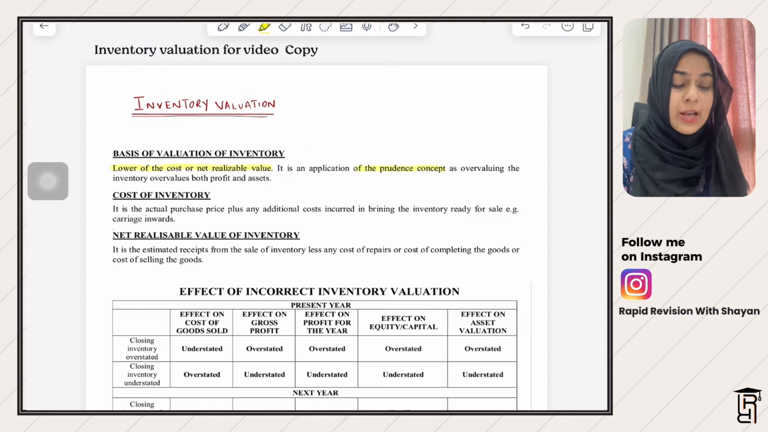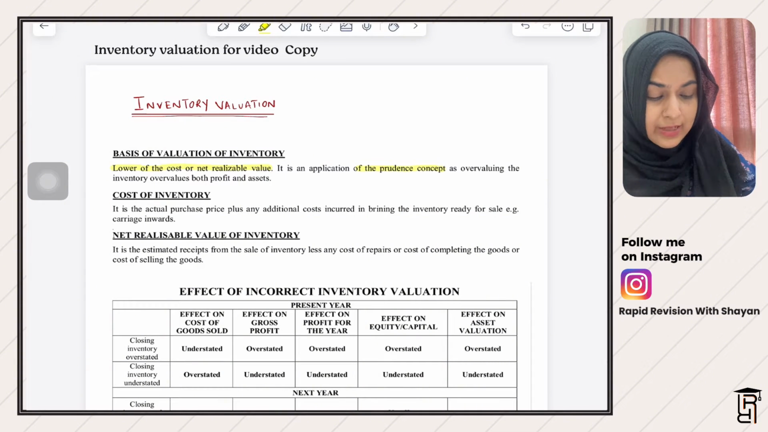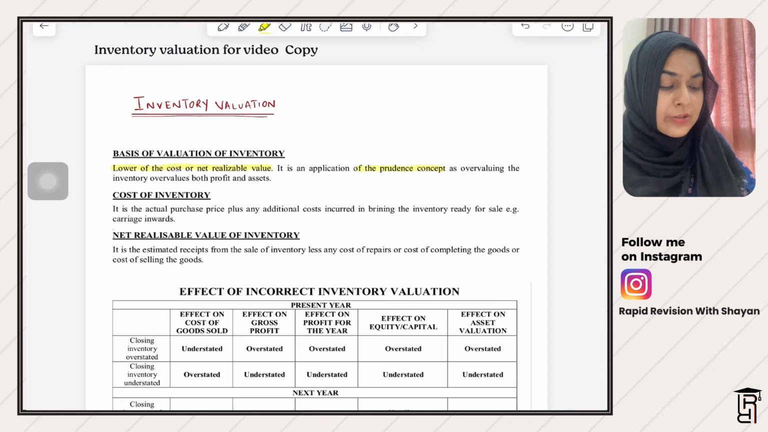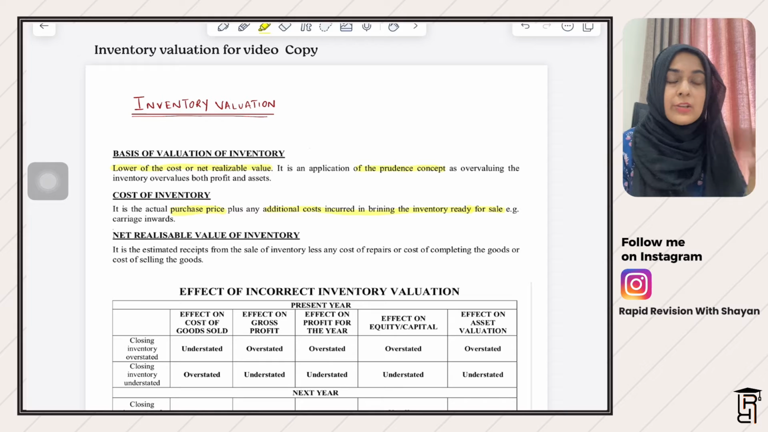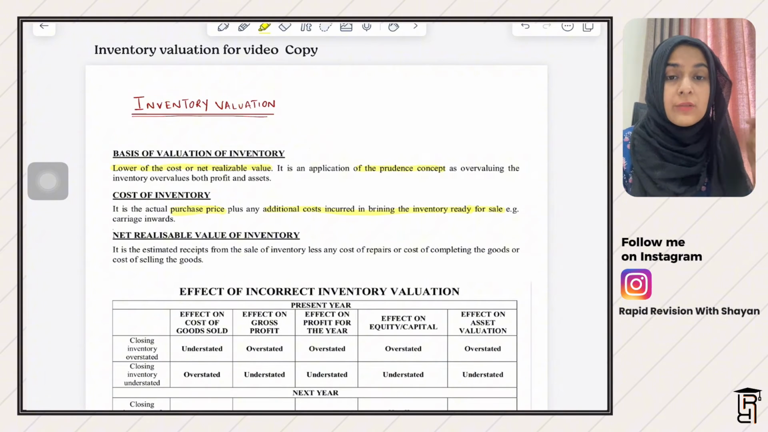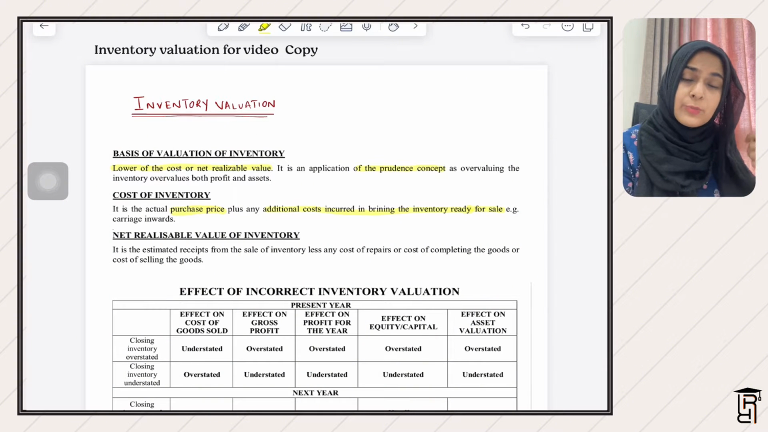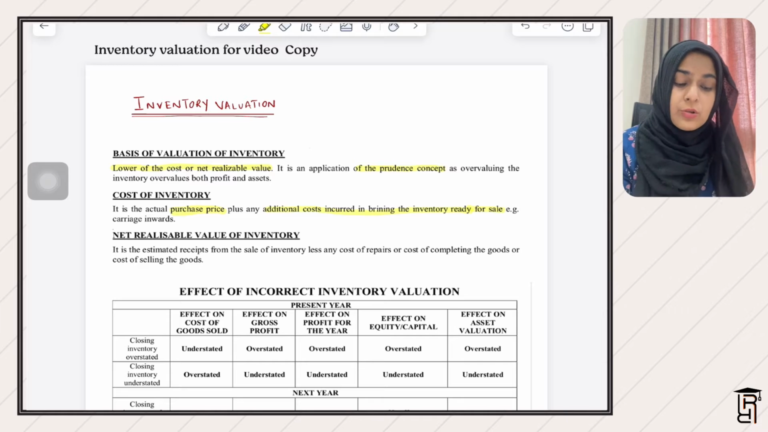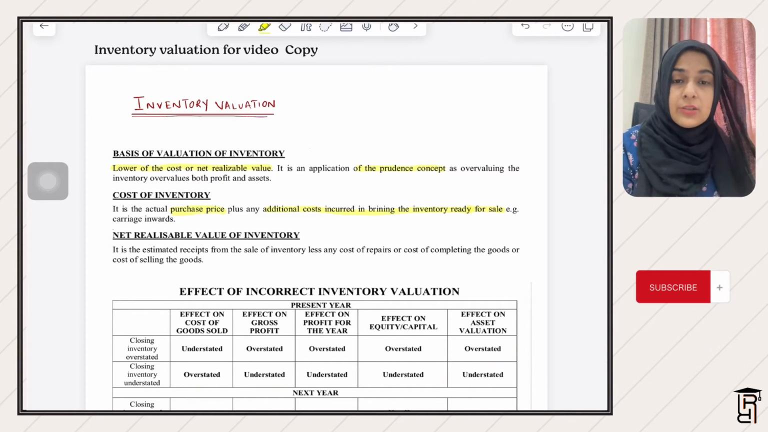Then they're asking, what is actually the cost of inventory? Cost of inventory is basically the purchase price plus any additional costs incurred in bringing the inventory ready for sale. For example, carriage inwards. Whenever you're buying inventory, you're paying transportation for bringing the inventory to your warehouse. That transportation cost becomes part of the cost of that inventory. So cost is calculated as purchase price plus carriage inwards.